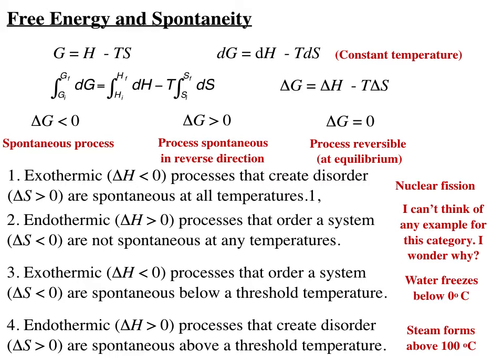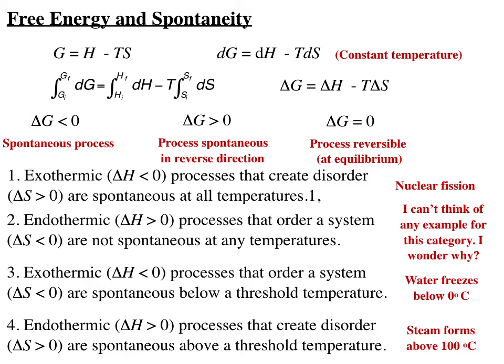If you have an endothermic process which is causing order in the system, endothermic means delta H is greater than 0. An ordering process has negative entropy, and since the T delta S term has a negative in front of it, that term is positive also. So endothermic processes ordering the system are not spontaneous at any temperature. Temperature can't help you get those to occur. I can't think of any naturally occurring things like that, because there are no such things.